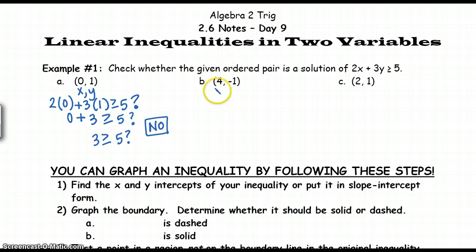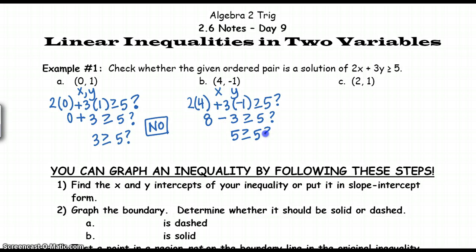Let's try B. This is x, and this is y. We're going to do the same thing. Substitute 4 in for x, and substitute -1 in for y. Now let's find out if this is greater than or equal to 5. 2 times 4 is 8. 3 times -1 is -3. 8 minus 3 is 5. Is 5 greater than or equal to 5? Yes. The reason why is because 5 is equal to 5, so it works. This ordered pair is a solution to the inequality.